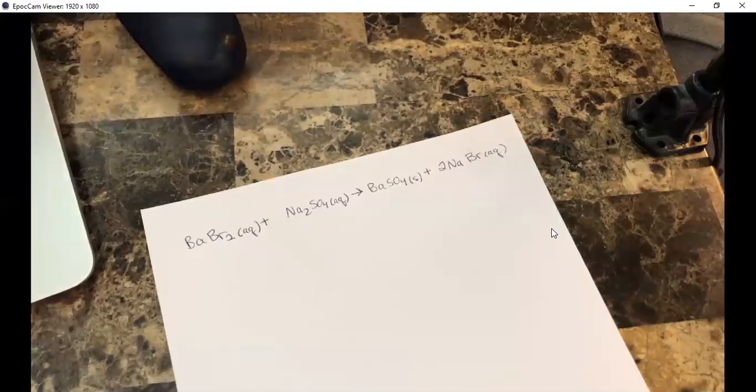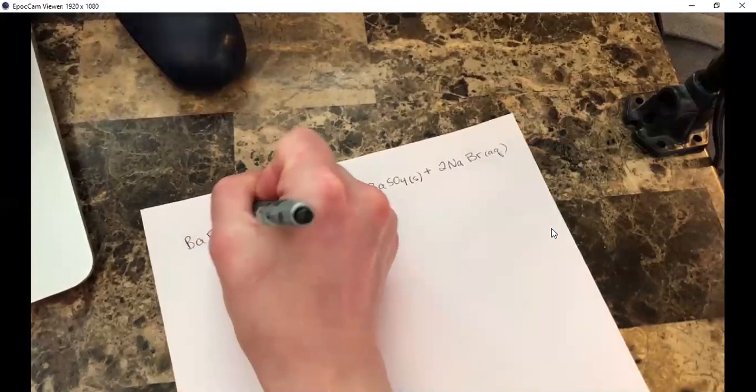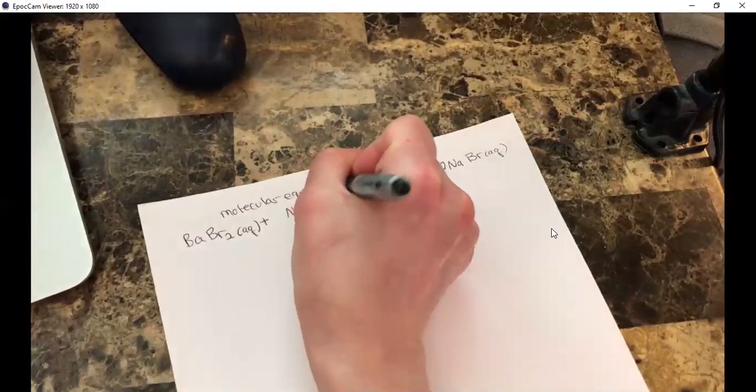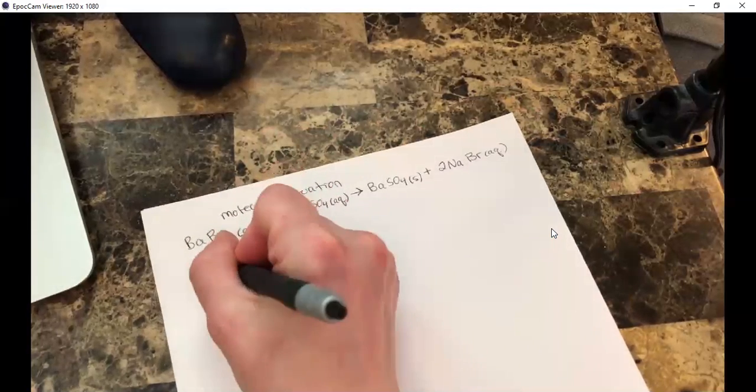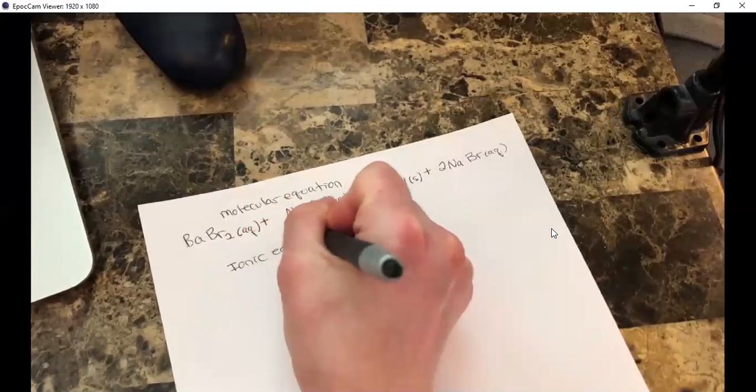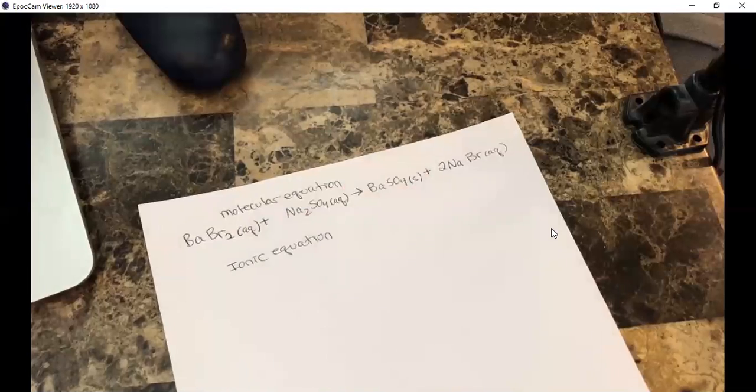So what you want to do, that is called the molecular equation. Okay, so this is molecular. We want to get an ionic equation and then a net ionic equation. So the ionic equation means that we're going to split apart everything that is aqueous into its ions with charges. And if there's a coefficient, that has to stay with it also.